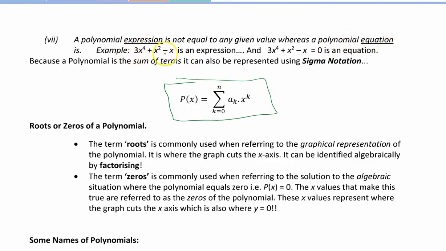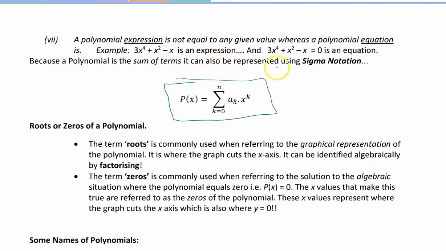So 3x to the fourth plus x squared minus x is an expression. This, 3x to the fourth plus x squared minus x is equal to 0, is an equation. So, yeah, we're really paying attention to the detail of the words.